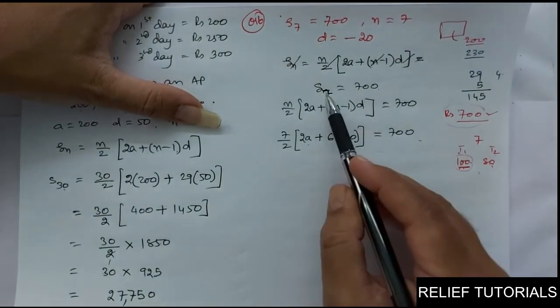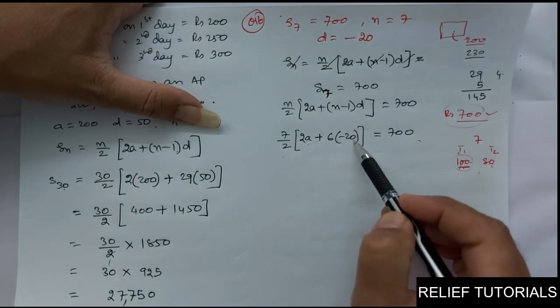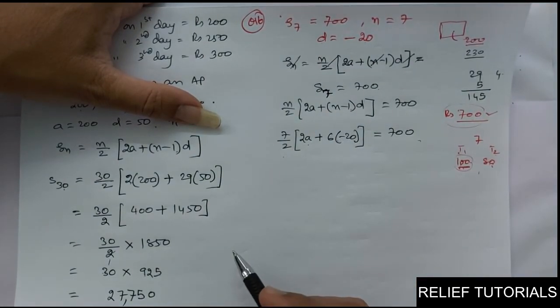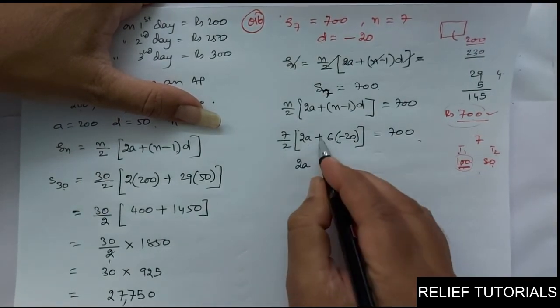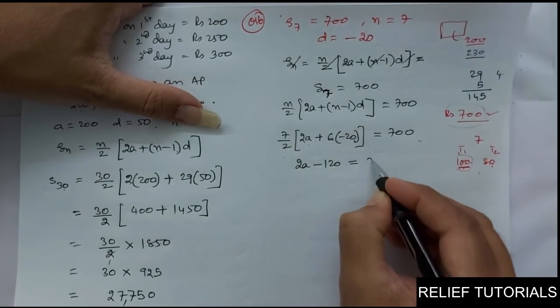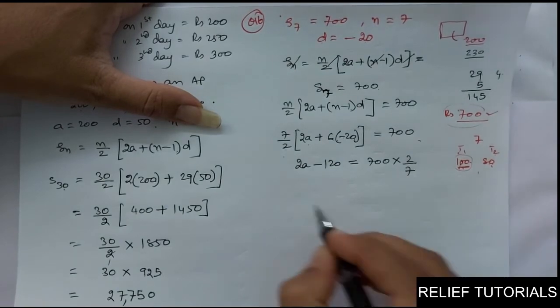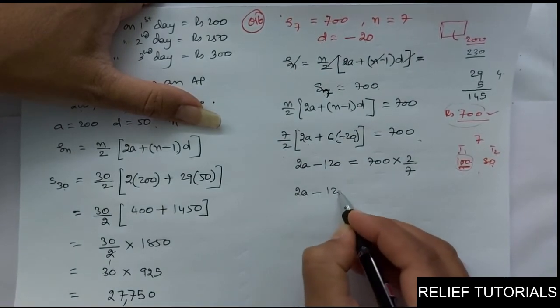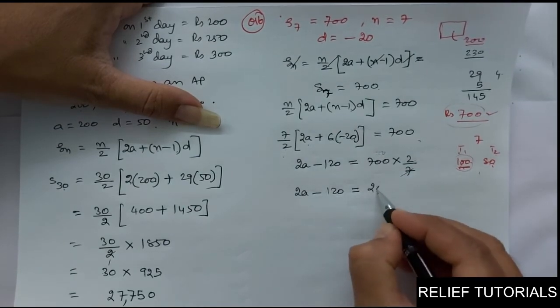So S7 is 700. So formula is this. 7 by 2, 2A plus N minus 1 means 7 minus 1, 6D is equals to 700. Clear? Now the 7 by 2 will go there. So 2a plus 6 into minus 20, that is minus 120, is equals to 700 into 2 by 7. So 2a minus 120 is equals to 7 ones are 100s are 100 into 2, 200.